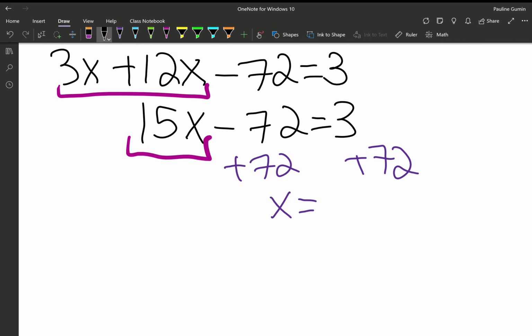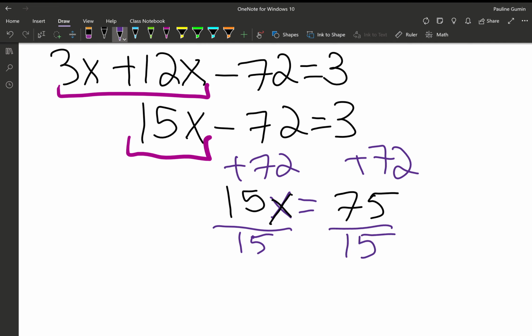equals 75. And then we finish up finding x by dividing both sides by 15. X equals 5. I don't know why I wrote 3. I know it's 5.